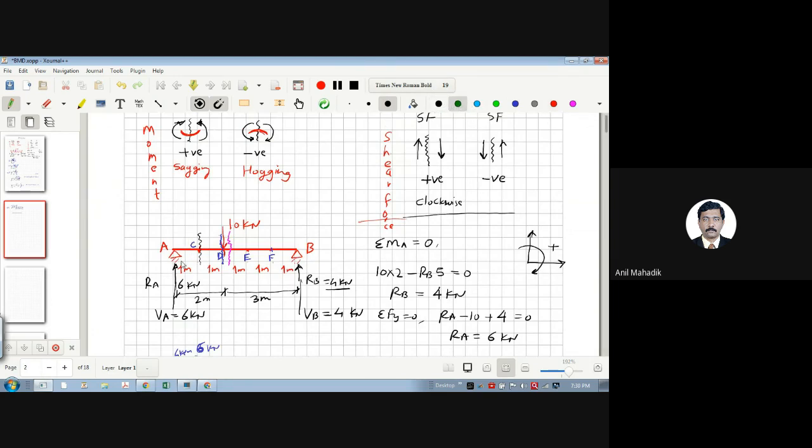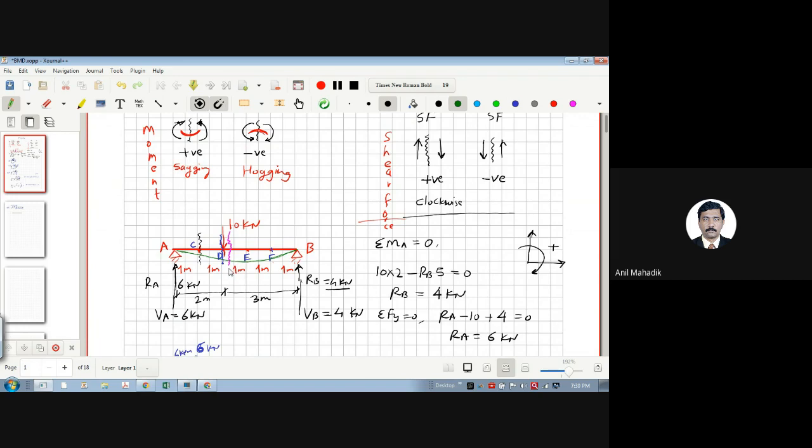The beam will bend like this. It will bend like this, right? Sagging, sir. Yes, it will sag like this. So generally, whenever you draw any bending moment diagram, tension will be at the bottom, so we will draw the bending moment diagram on the bottom side.